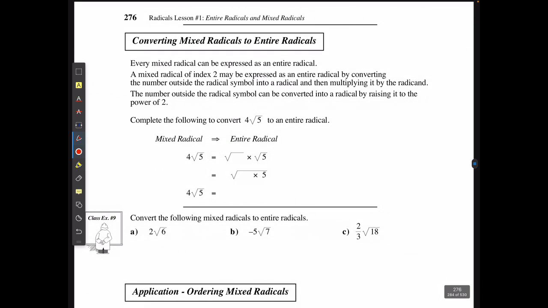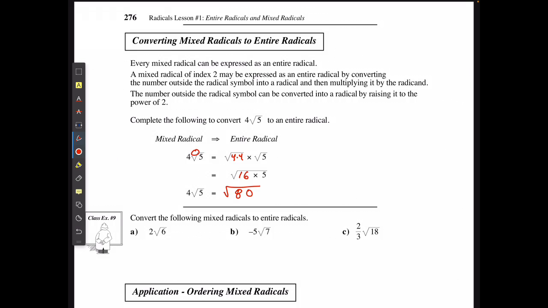If I'm going in the opposite direction, then I'm just going to do it based on whatever the index is. If I need 2 of the same number to take it out, then to move it back in, I need to multiply it twice. So 4 root 5 is going to be the same as 4 times 4 times the square root of 5. Or 4 times 4 is going to give me 16 times 5. This would be the same as the square root of 80. I can do that for any of these.